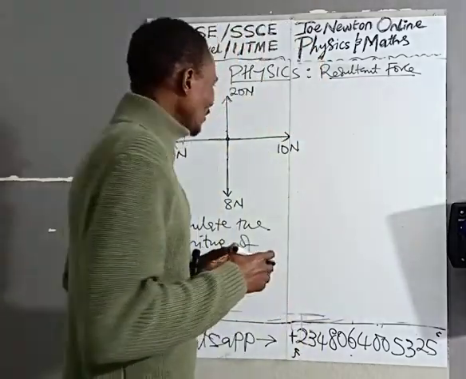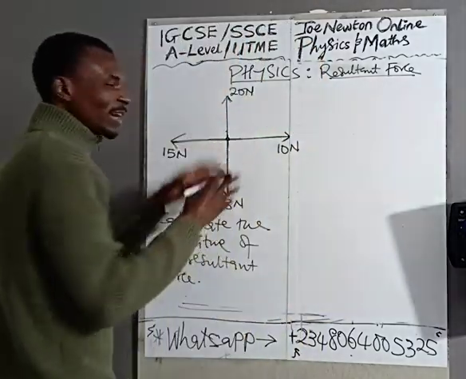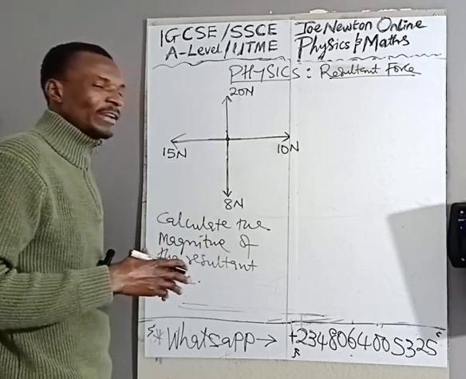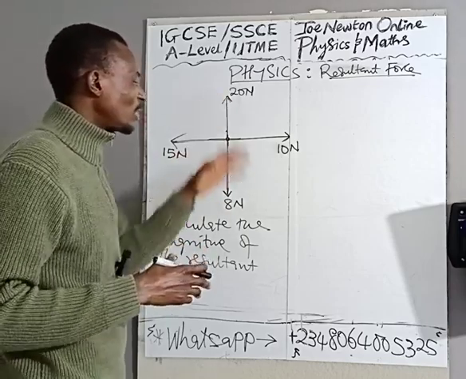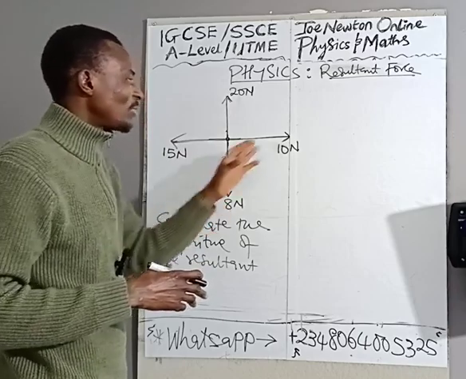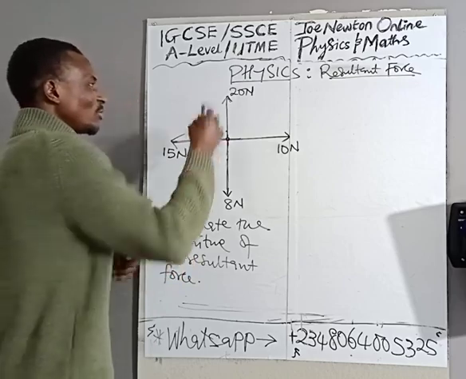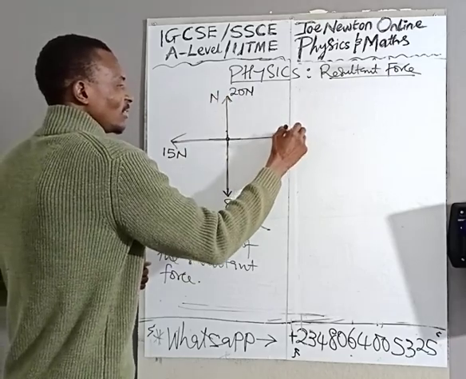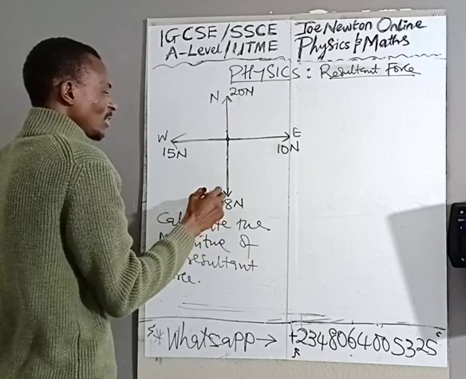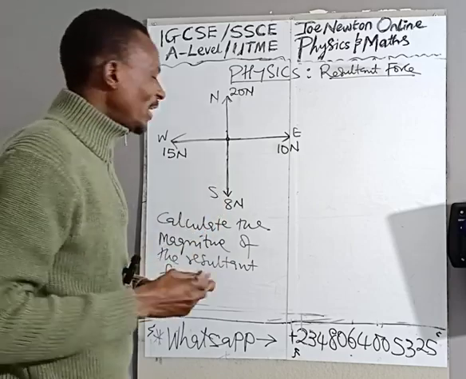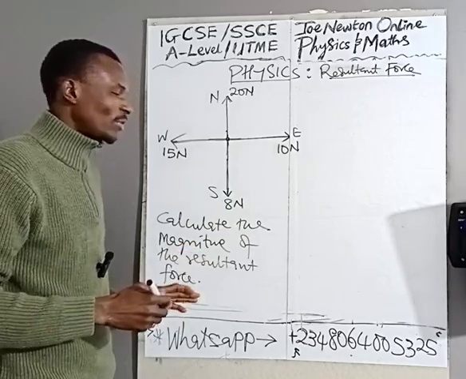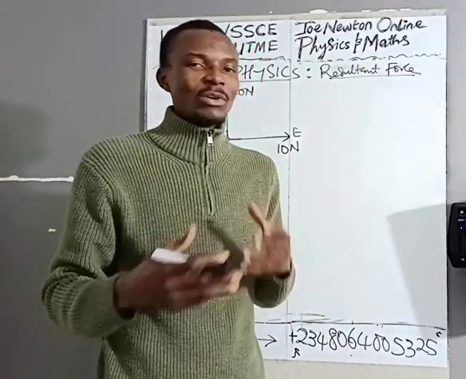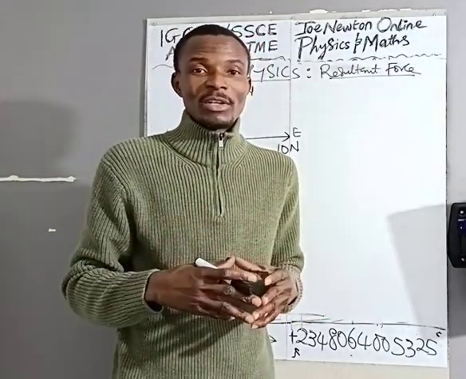Okay, now let's look at the diagram on the board. We are given four forces acting at a point in different cardinal directions. We have north, south, east, and we have what? West. So this is north, this is east, this is west, and this is south. Then we are asked to calculate the magnitude of the resultant force. Of course, the question did not emphasize the duration, so we are just finding the magnitude of the resultant.